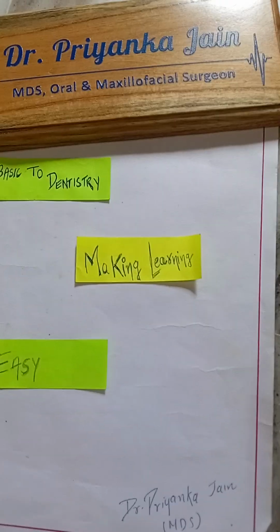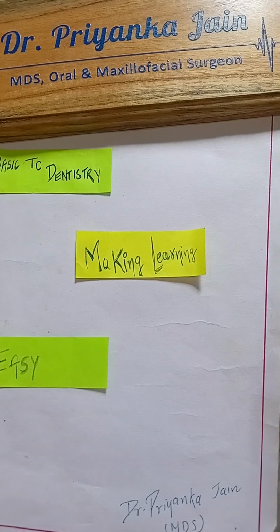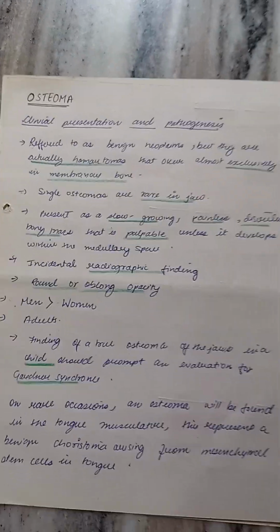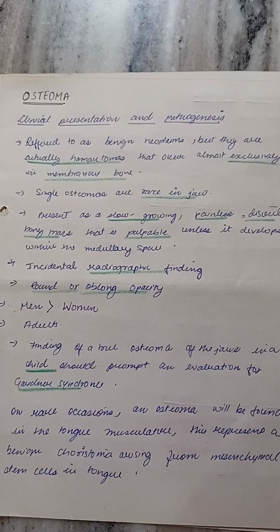So last class we finished central giant cell tumor. Today we'll be starting with osteomas. Osteoma: clinical presentation and pathogenesis.